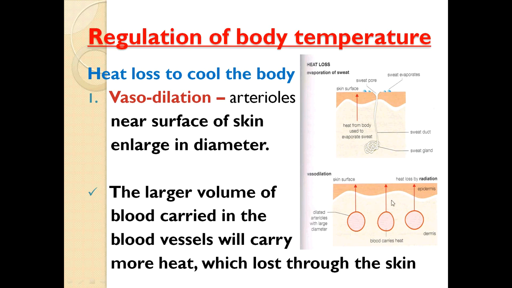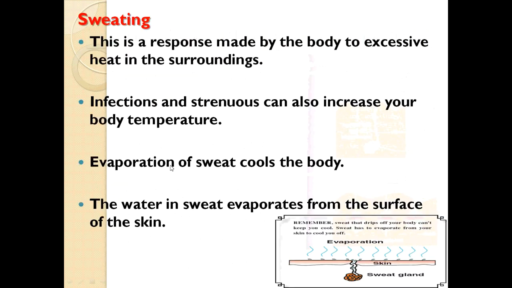The fact that the blood vessels move closer to the surface of the skin means that heat will leave the human body by a process called radiation. It just takes place faster if the blood vessels are closer to the surface of the skin, and that's what we're seeing here. Arterioles near the surface of the skin enlarge in diameter. The larger volume of blood carried in the blood vessels will carry more heat, which is lost through the skin.